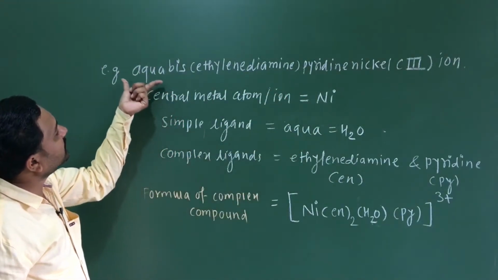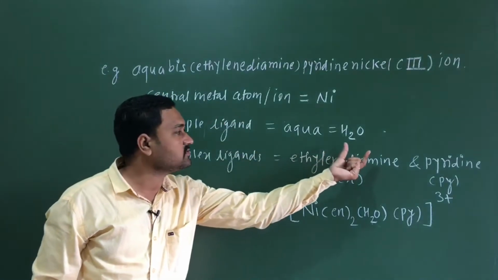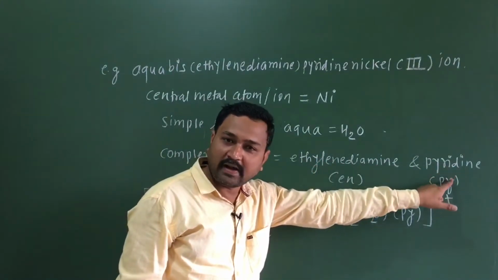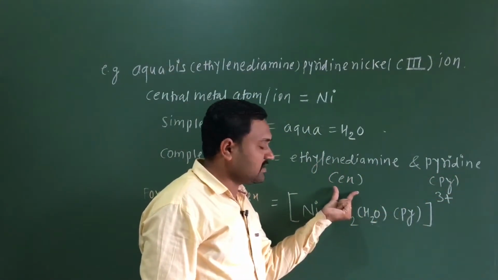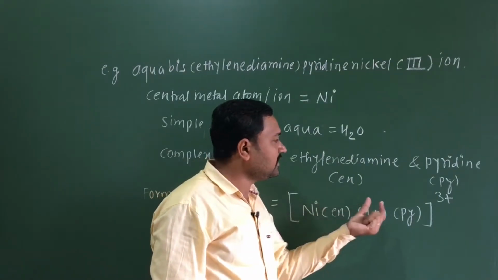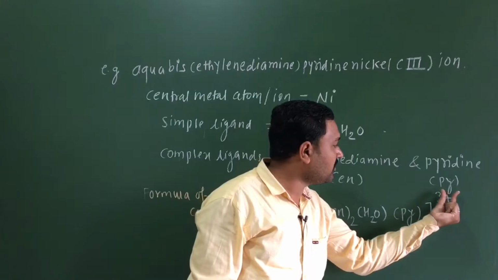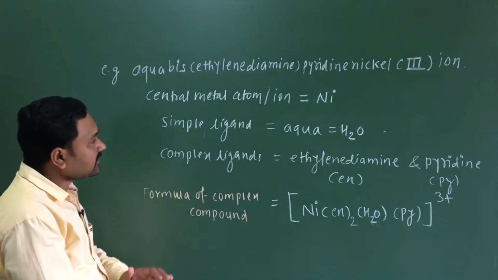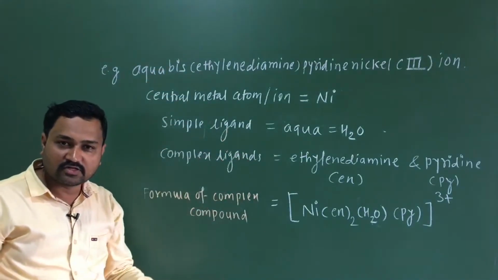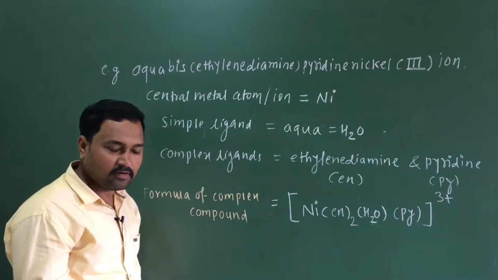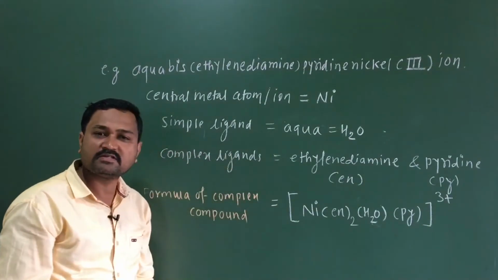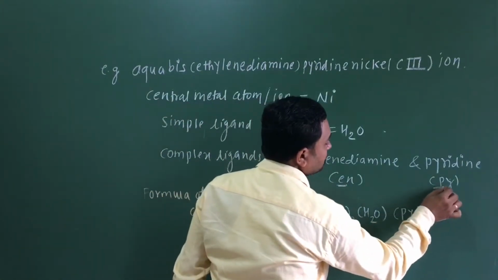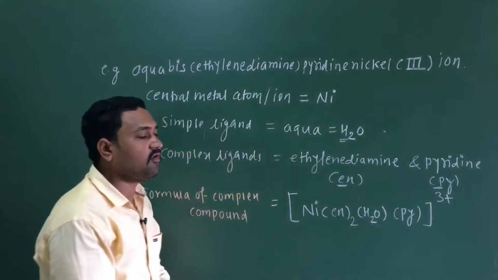Then there is one simple ligand, that is aqua. We know that aqua is a water molecule. Then there are 2 complex ligands, that is ethylene diamine and pyridine. We know that ethylene diamine can be written in the abbreviated form as EN, and pyridine can be written in the abbreviated form as PY. Actually in this example all ligands are neutral ligands, so we have to follow the alphabetical order. Whether it is a simple or complex ligand, it doesn't matter. We are simply going to follow the alphabetical order on the basis of the first letter of that formula.